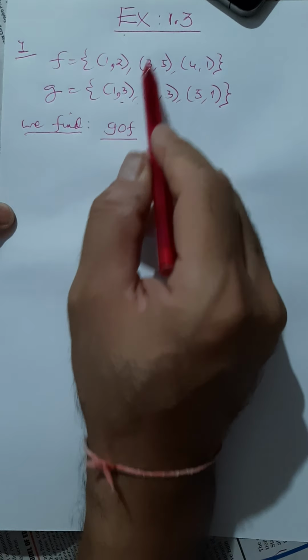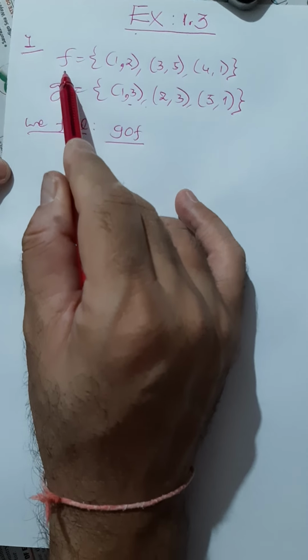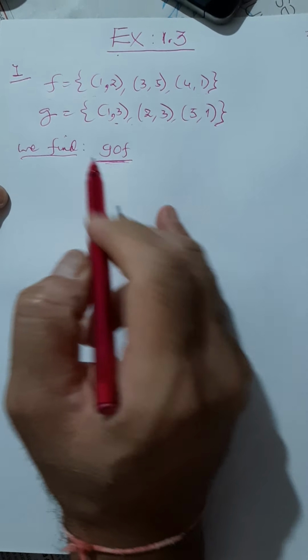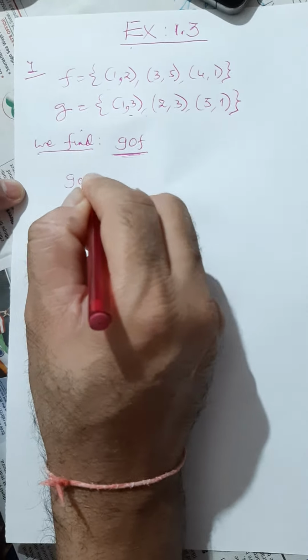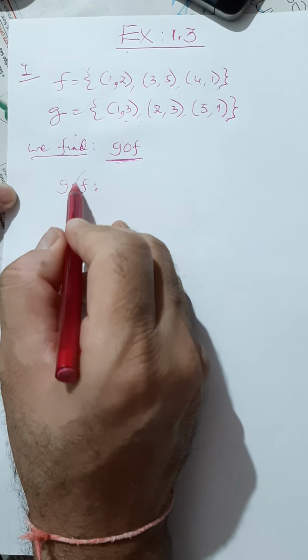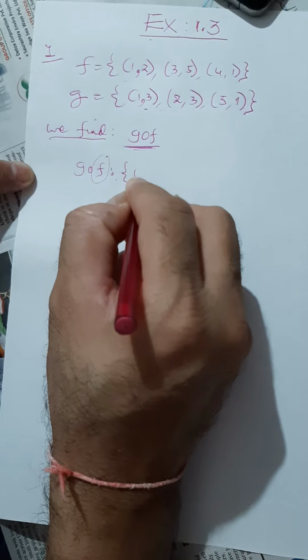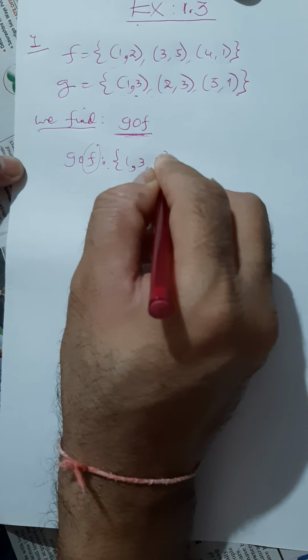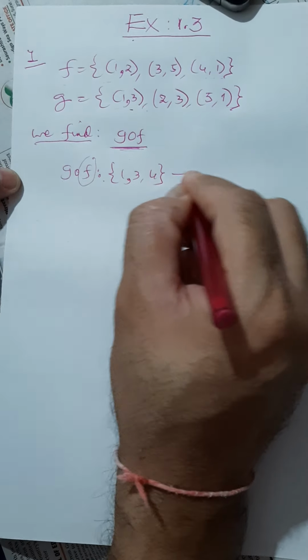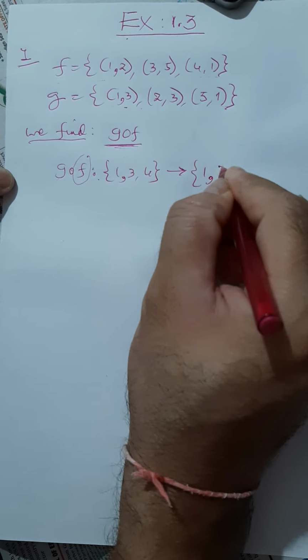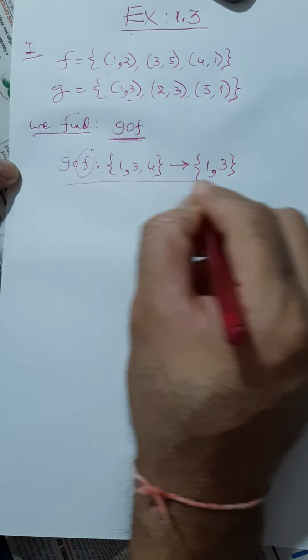Exercise 1.3, first question. You are given two functions and you are asked to find g of f. So first we write g of f is a function from the domain of f. What's the domain of f? It is 1, 3, 4. To the codomain of g. What is the codomain of g? It is 1, 3.